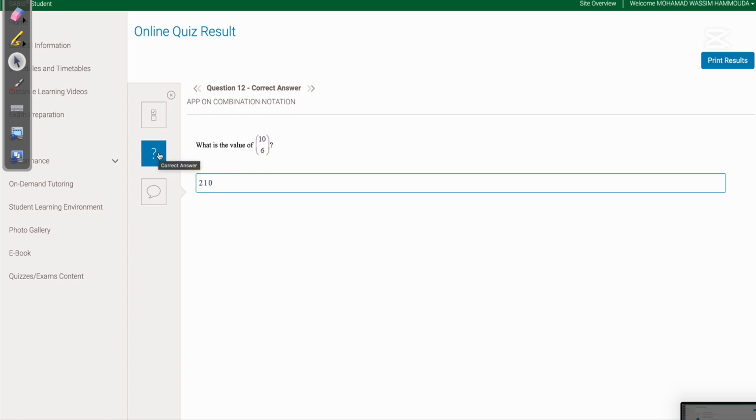Number 12. What is the value of 10c6? Just do it on the calculator. To get the parentheses thingy like this, all we need to do is shift divide. So 10 shift divide 6 would give us 210.